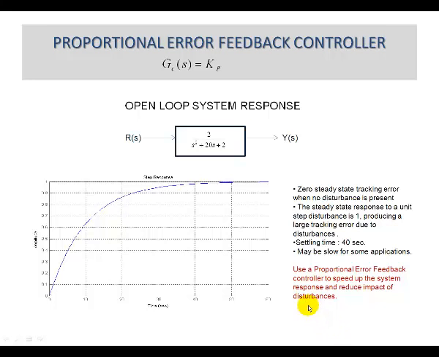Let's first look at the open loop system. Here we have the plant or process and the input with the output. If the input is a unit step function that goes to 1 and then stays at 1, we see a simulation of the output in this plot, and we notice that the response goes to 1 eventually. So the steady state tracking error is 0.